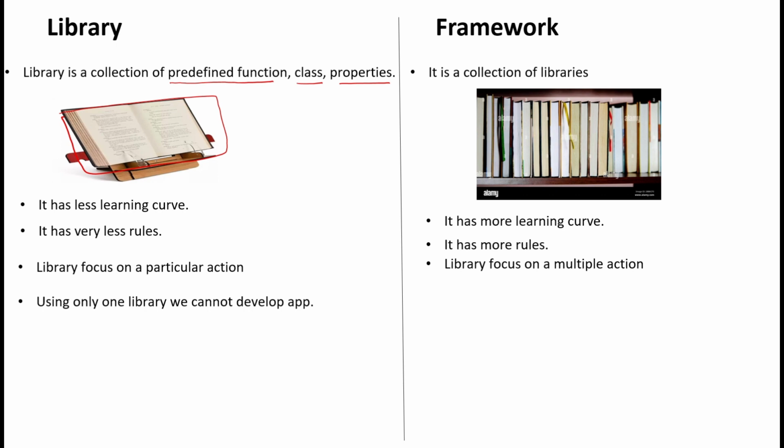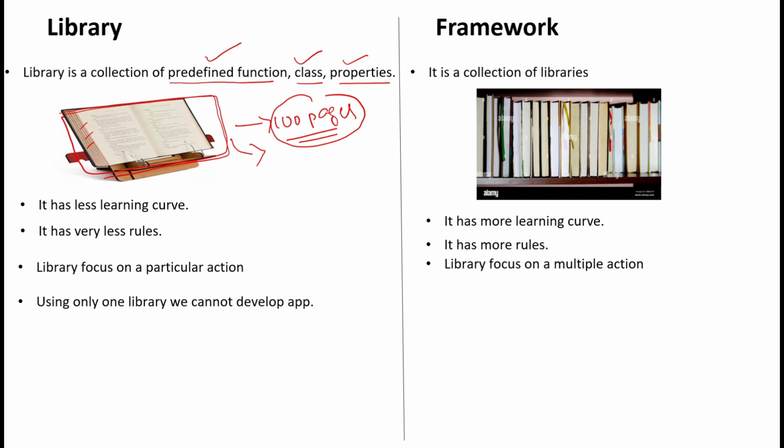For example, simply assume this book is a library. Can you simply imagine? So this book is a library, and this library has so many pages, around 100 pages. In these 100 pages, we have some predefined functions, some predefined classes, and some predefined properties.